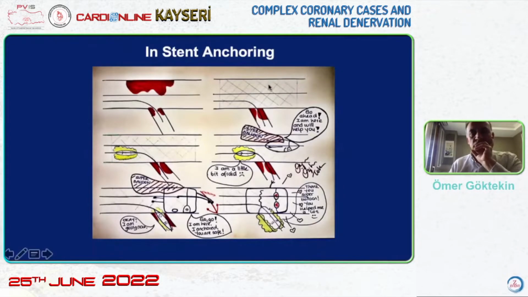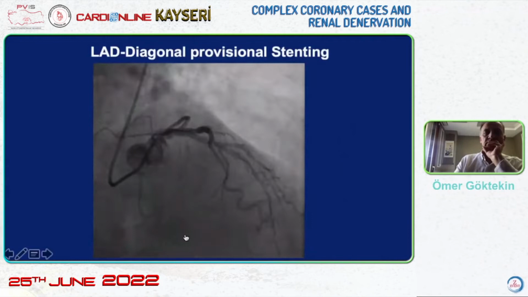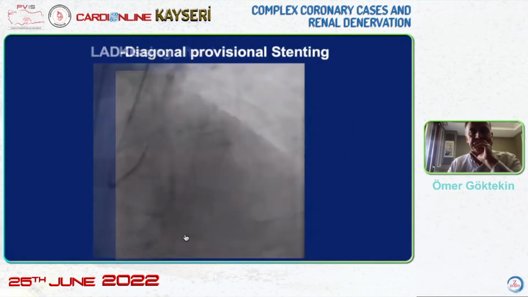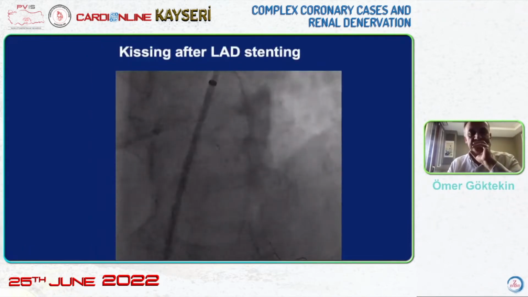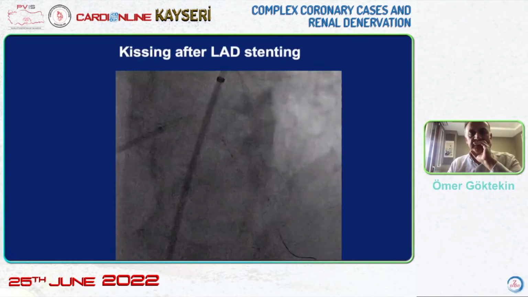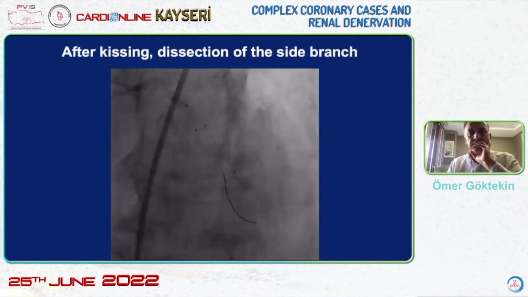We are going to make a kissing. And before kissing, you can have a short balloon, make dilatation. There's a support of this, there's support of anchoring as well. You can continue with two kinds of supports. After kissing, the kissing has been made. It was going to be a provisional.